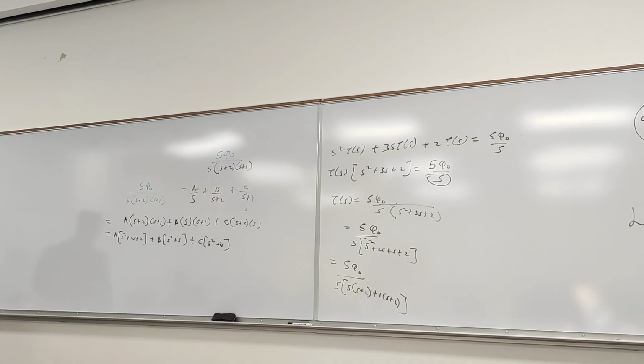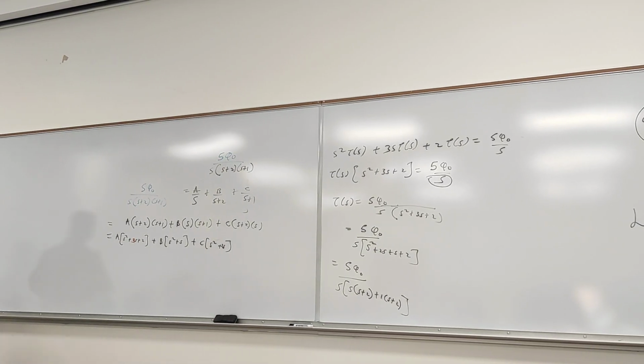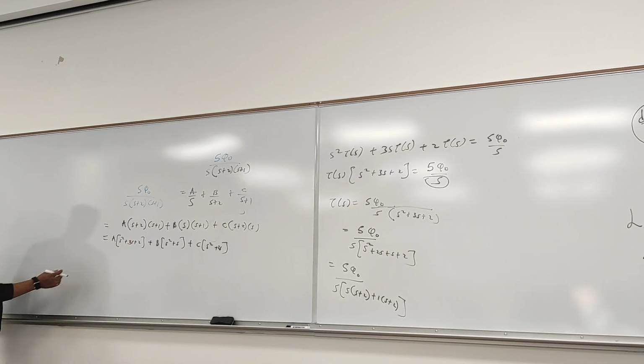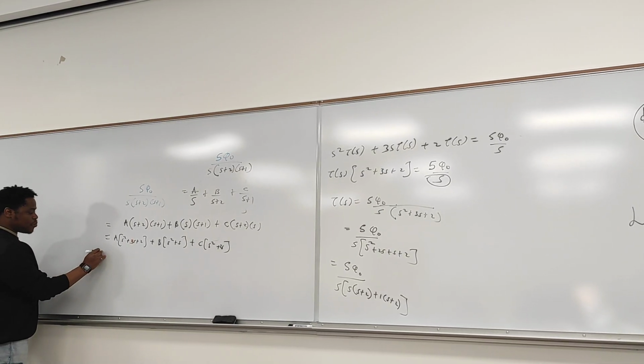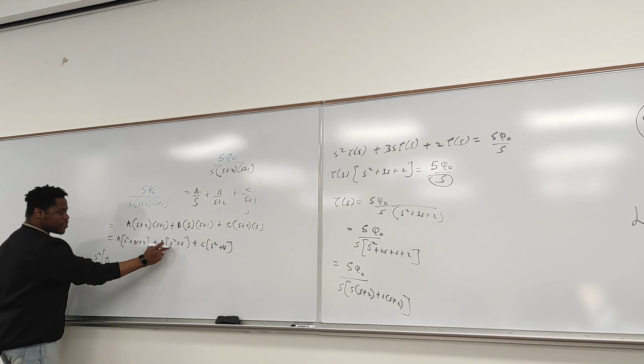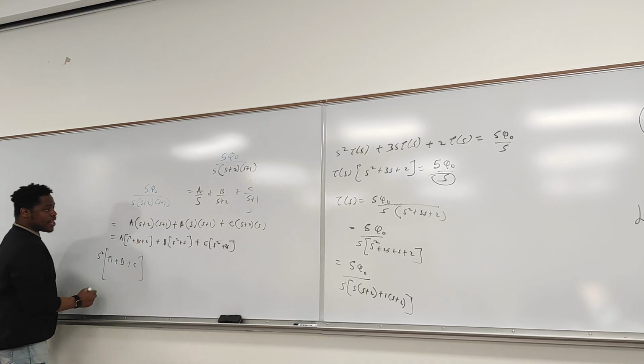Yes? S squared plus 3S plus 2. So it should be 3S, yeah. Thank you. Which other one? So it's correct. So let's take S squared together. So we have AS squared. Let's do for S squared. If we do for S squared, we have A, right? Plus B, plus C. That's for S squared.